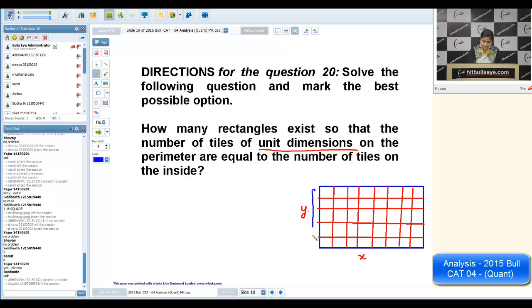These are y, so on the perimeter, it will be 2y. Now, the corner tiles we have counted, that's why we are left with these x minus 2 tiles, and these x minus 2 tiles. So on the perimeter, we have these many tiles. Any problem in this?